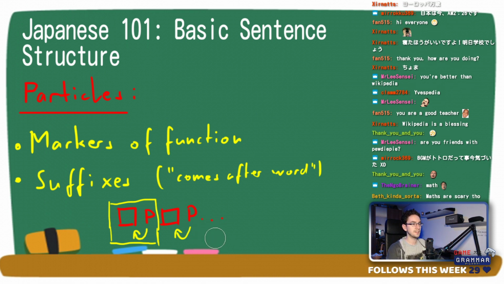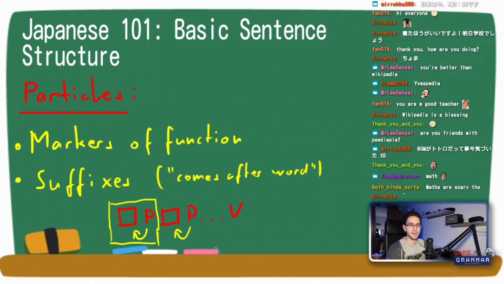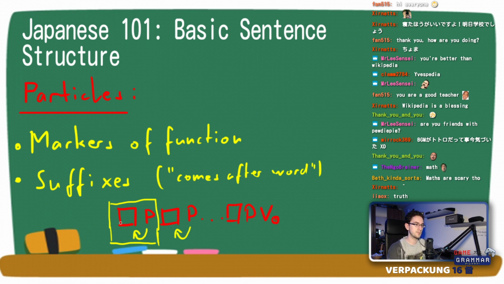And at the very end, you'll have the verb. Well, I should say you'll have another particle, and then you have a verb, and that's the end of the sentence. So any Japanese sentence will sort of break down into this: a bunch of words, a particle, some more words, another particle, and then somewhere a verb. And that's either the end of the sentence, or at least the end of the clause. And what clauses are, we'll talk about in a later episode.